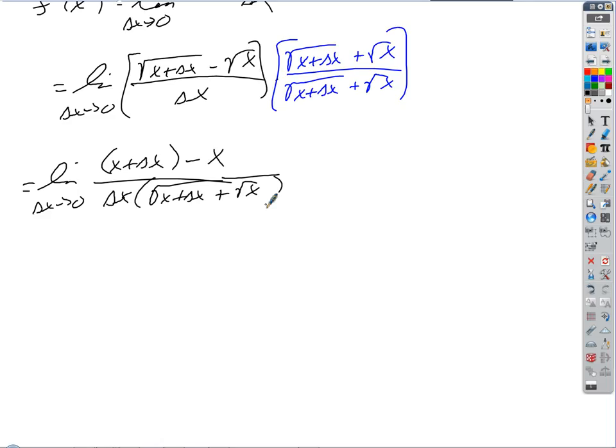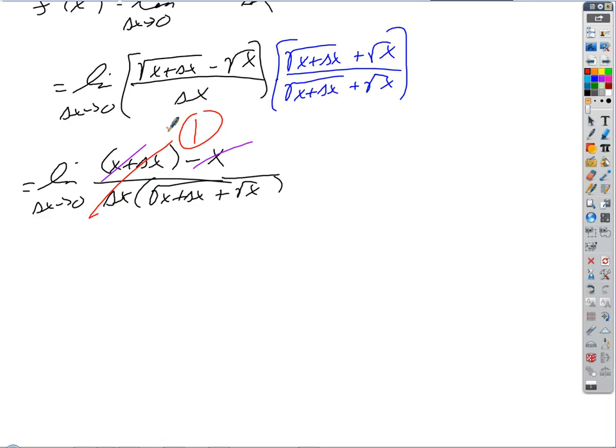Do I want to distribute the delta x on the bottom? No, that's going to mess things up, right? This will be a self-cleaning process when we take the limit. All those ugly delta x's are going to go away anyway, and that factor is going to look a lot simpler. On the top, we get x plus delta x minus x. Those go away, all I've got on the top is a delta x. So I can cancel vertically, and I just get 1 on the top.